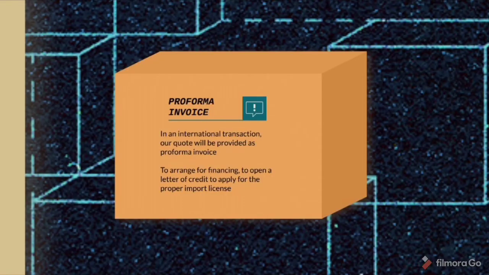After the seller receives an inquiry about one or more products, which may include a request for a quotation, in an international transaction, the quote would be provided as a proforma invoice. It is because our international prospect may need a proforma invoice to arrange financing, to open a letter of credit, to apply for the proper import license, and more. The proforma invoice specifies the buyer and seller in this transaction, the price, and the detailed description of the goods.